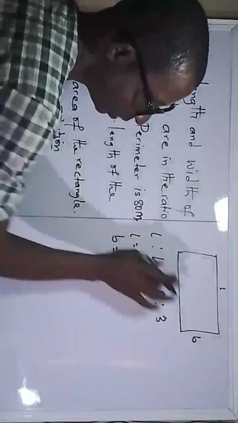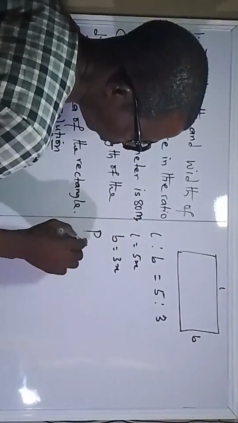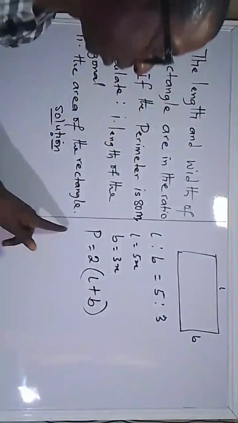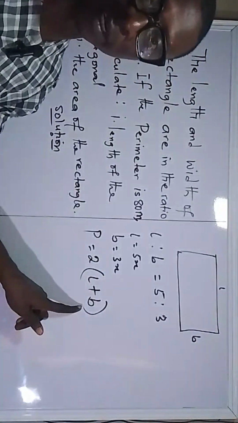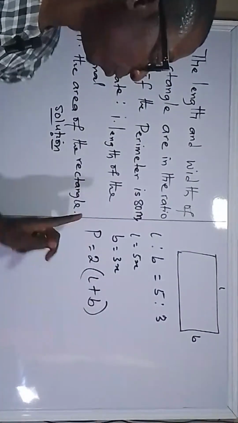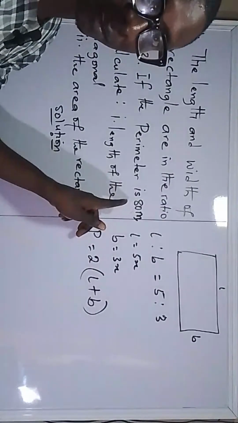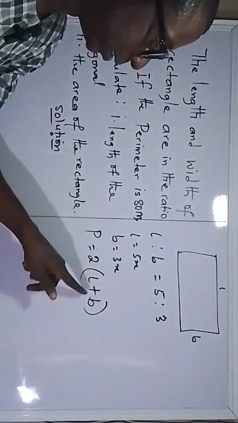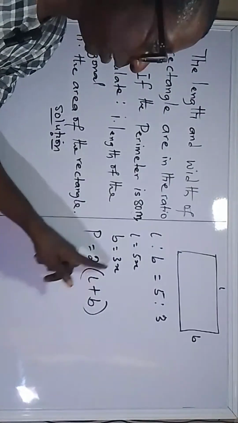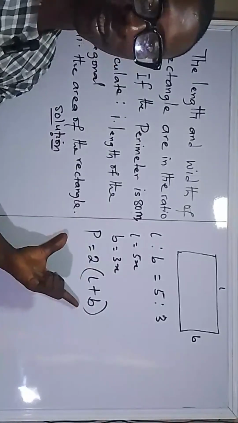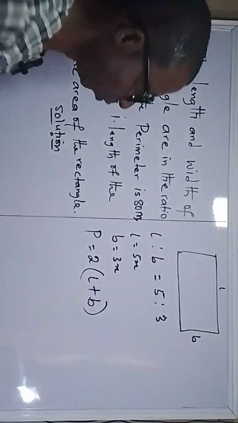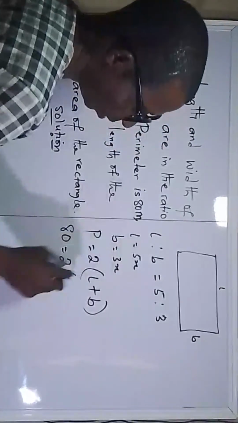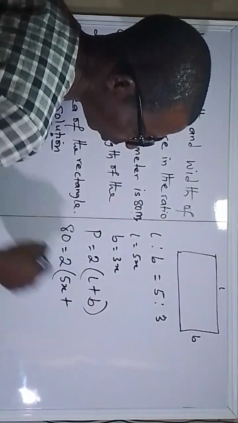Now, perimeter of a rectangle is P equals 2 open bracket L plus B. This is the formula for finding the perimeter of a rectangle. So we have been given the perimeter to be 80 meters. Now, the length is 5x, and the breadth, which is also the width, is 3x. So you substitute inside this equation. So we have 80 equals 2 open bracket 5x plus 3x.